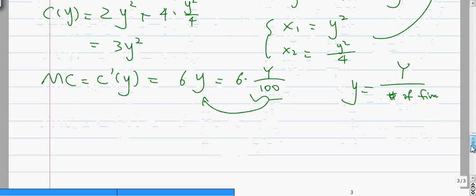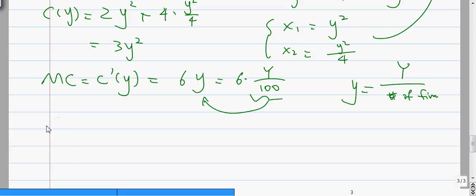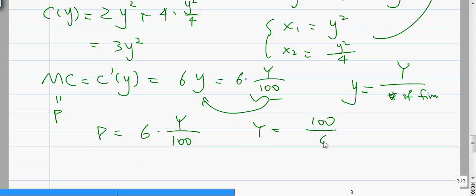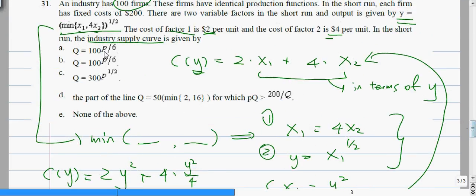So then at the end, MC is equal to P. So we have the relation P is equal to 6 times industry supply divided by 100. So we solve for the industry supply and move this to the other side. So it's 100 divided by 6 times P. And if we look back, this is 100P divided by 6, both A and B are, so whichever you pick.